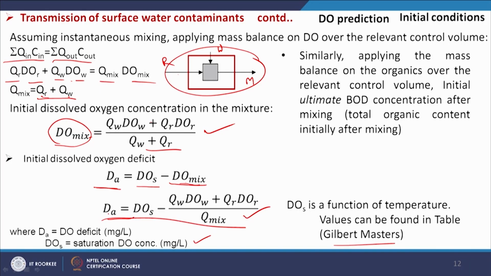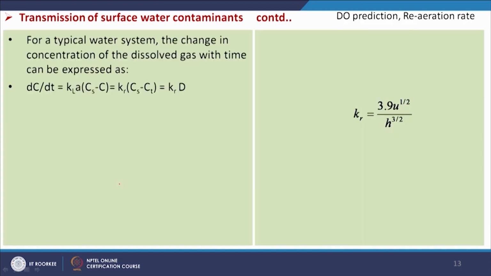At normal conditions, and similarly, applying the mass balance on the organics over the relevant control volume, the initial ultimate BOD concentration after mixing, that is LA, we can calculate: LA into (QW plus QR) is equal to QW LW plus QR LR. That way we can get the value of LA, and also the value of DA. Initial value determination is done.